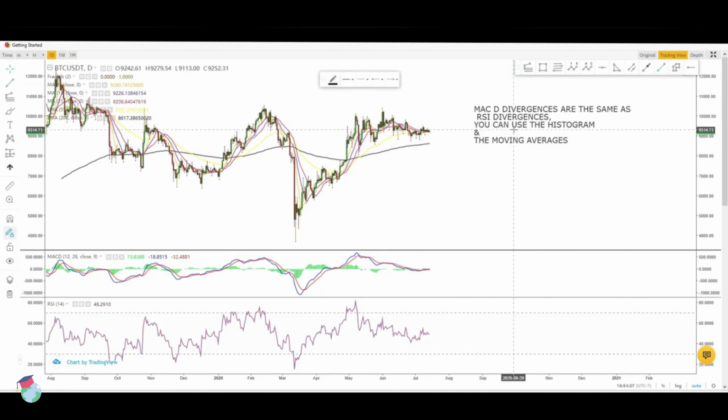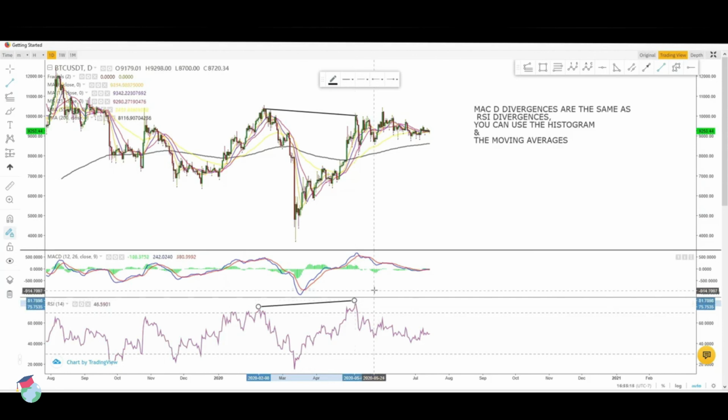So on the MACD, you can use the histogram and you can use the MACD moving averages. So you can use the histogram for divergences and you can use the moving averages for divergences. So I just want to look at this high right here on the price. Look at this high right here on the price. Let's look at this high right here on the MACD moving averages and this high right here. So let's get out our trend lines. And we clearly see we have a lower high. What do we have on the MACD? We have a higher high.